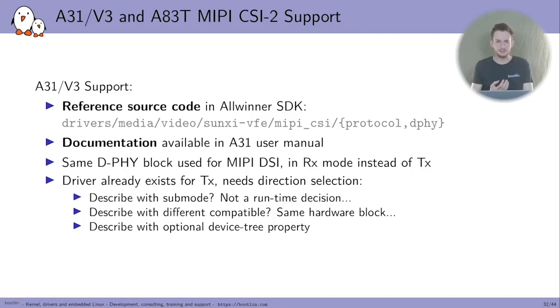So for the A31 generation MIPI CSI-2 bridge, which we implemented on the V3S, there was some reference source code in the Allwinner SDK, which wasn't so bad. We also found some documentation in the A31 user manual about this controller, so this was quite helpful. For the D-PHY, in this case, it's separate from the controller. It was the same that was used for MIPI DSI, which was already supported in the Linux kernel. The difference was that we needed to use this D-PHY in receive mode instead of transmit mode.